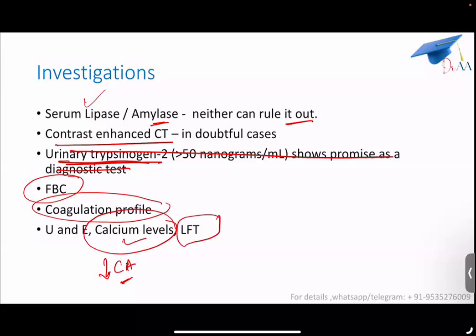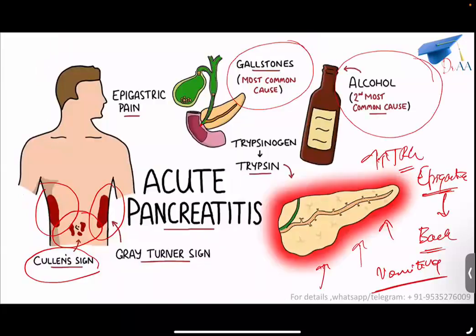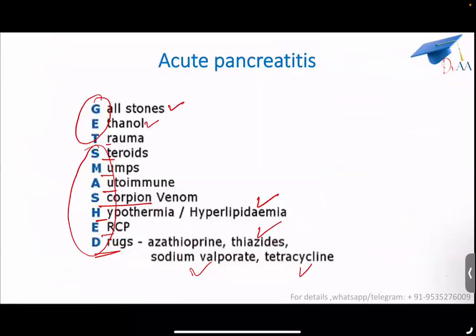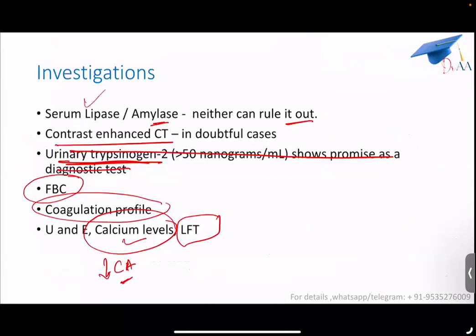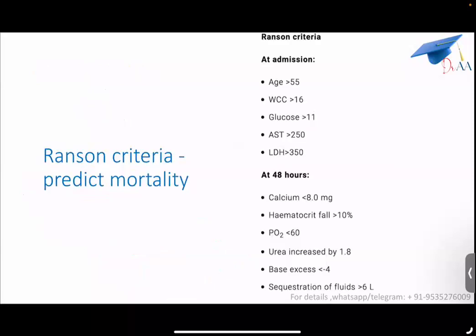Sometimes it might be a stone which is obstructing both the common bile duct as well as the pancreatic duct. So it is at this junction. So it is important to get an LFT also done. It might be associated with acute cholangitis also. LFT is mainly to rule out acute cholangitis. Sometimes there might be an acute cholangitis associated with pancreatitis.